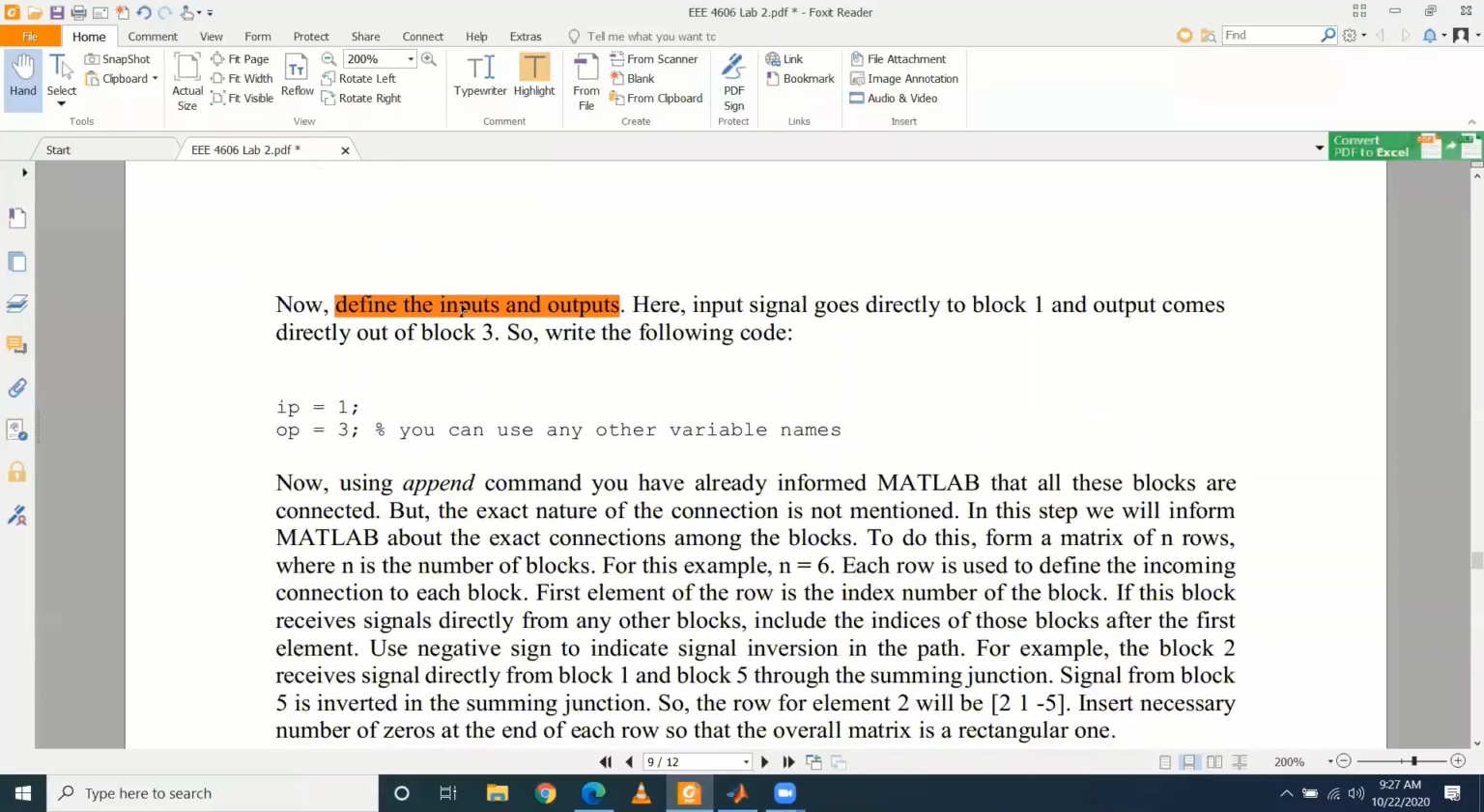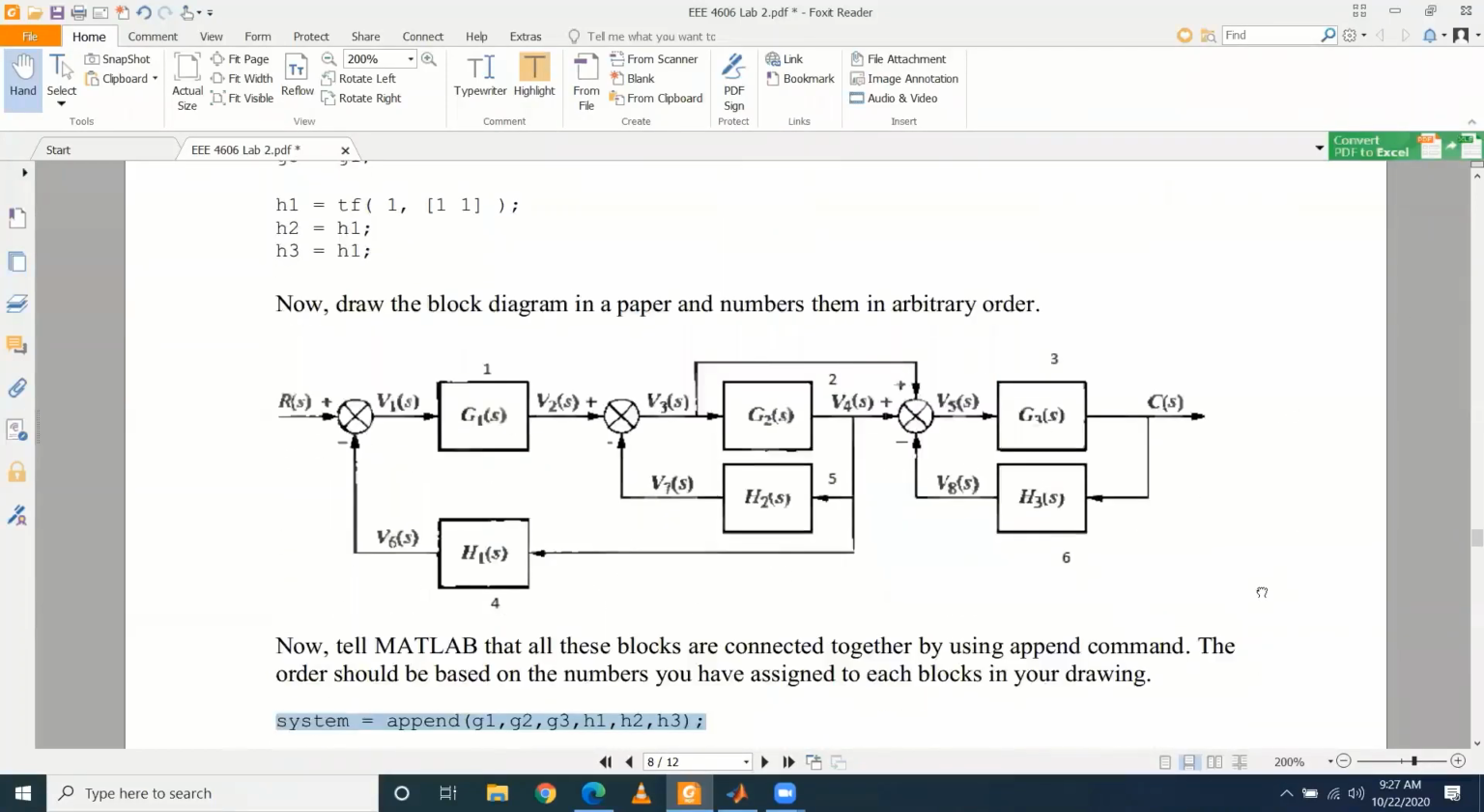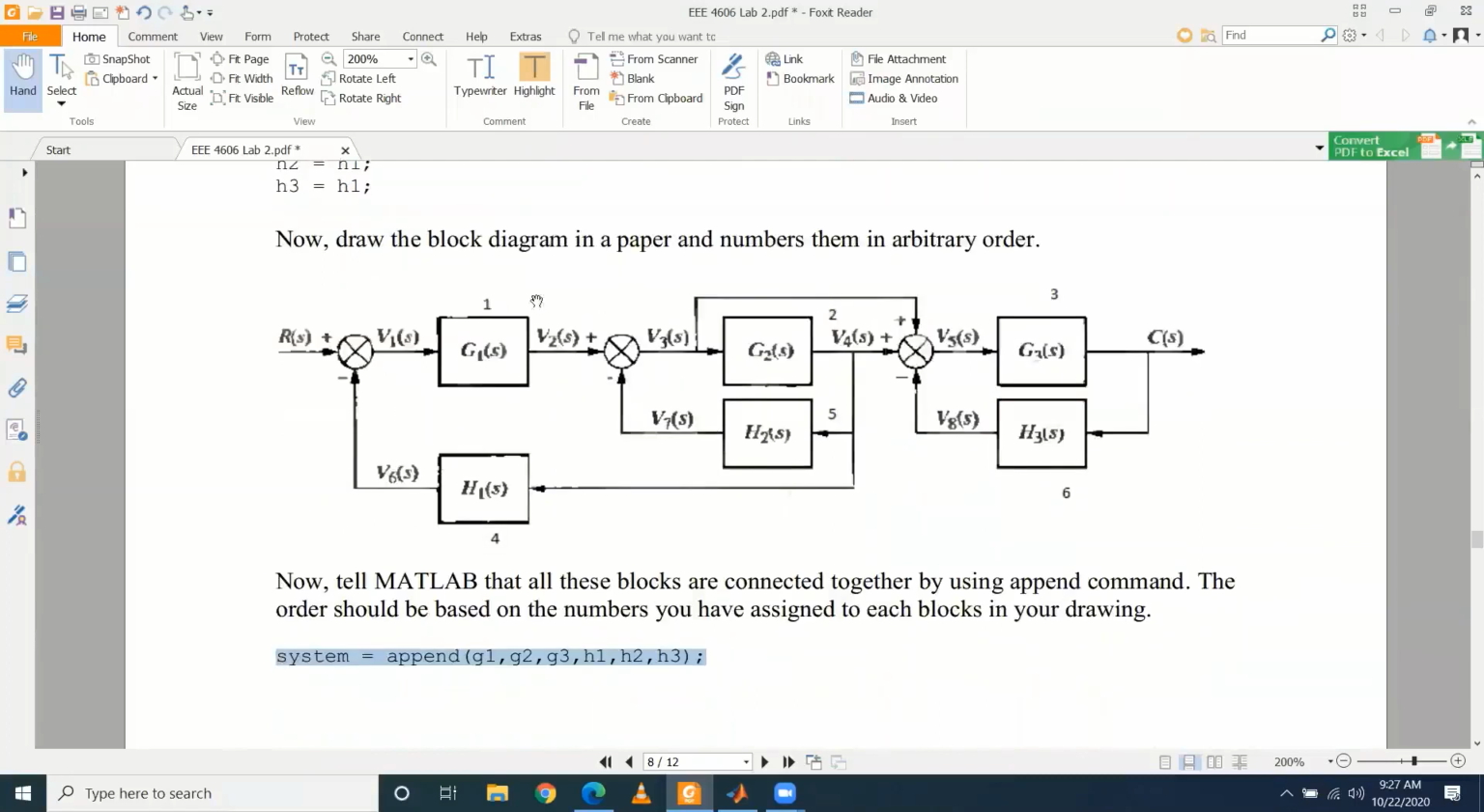Next, we have to define the inputs and the outputs. What that means is you have to denote to which block the input signal is entering and out of which block the output signal is exiting. So in this block diagram, the input signal is RS, right? So which block is RS entering? Block 1. And which block is the output exiting from? Block 3. Again, remember this order. You have to follow this order all the time.